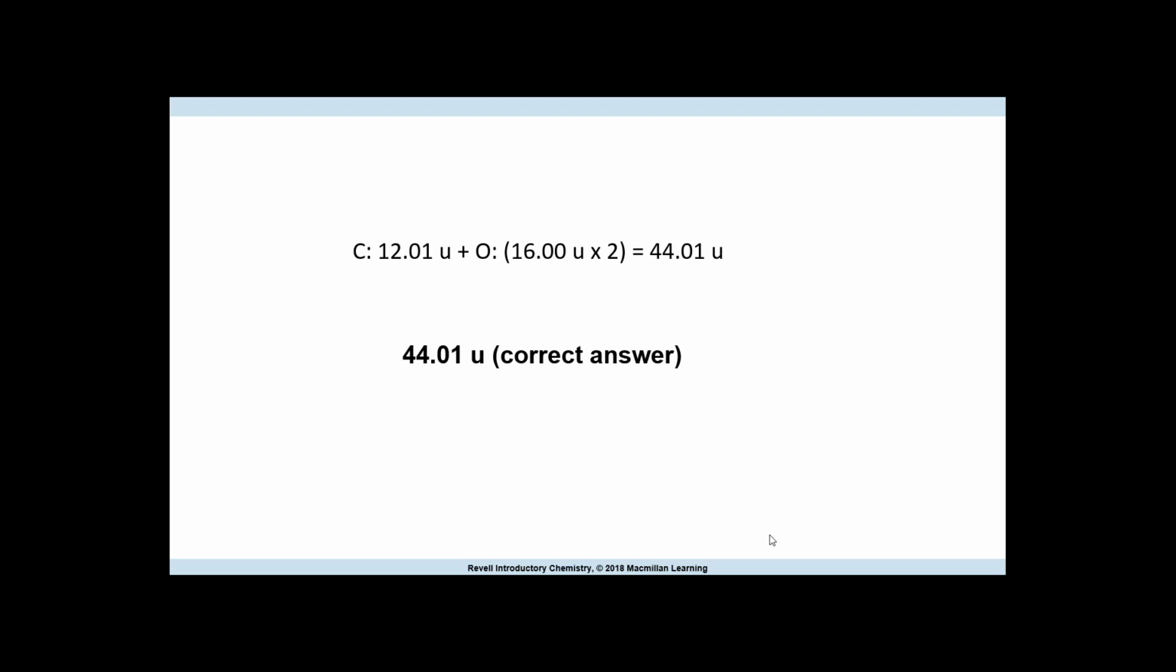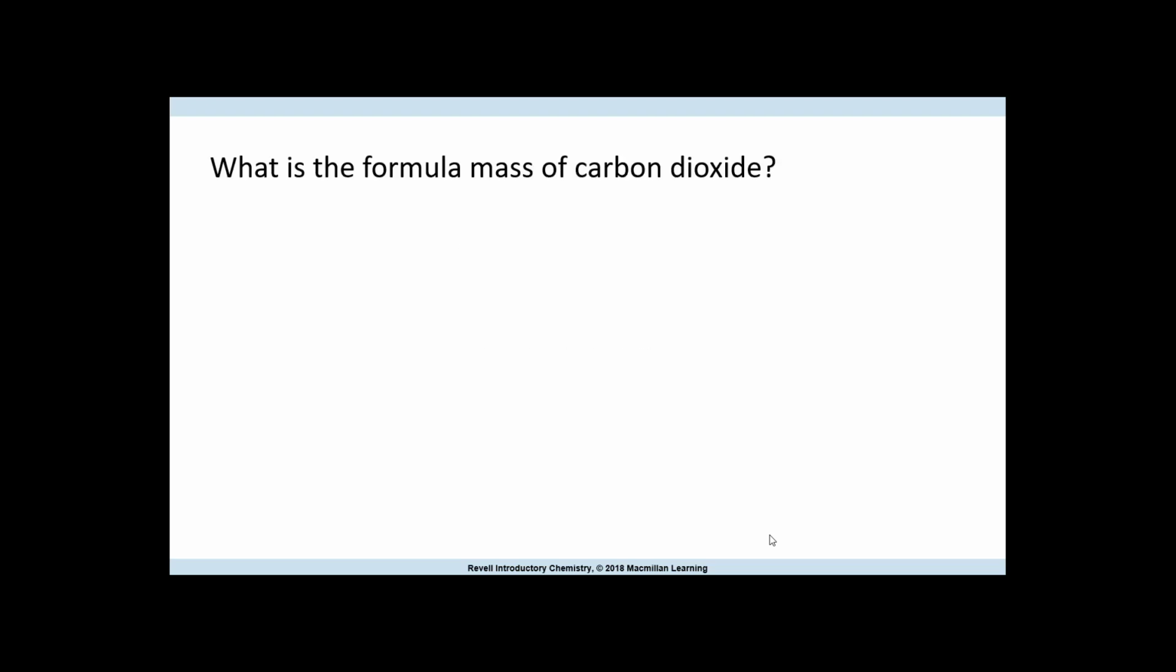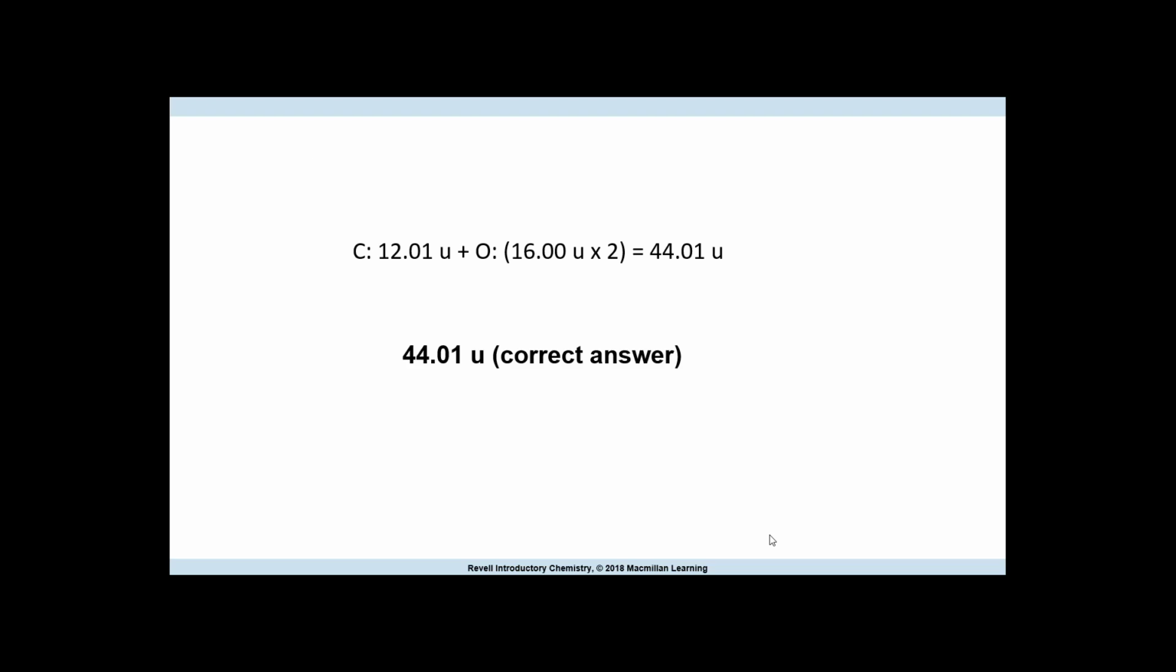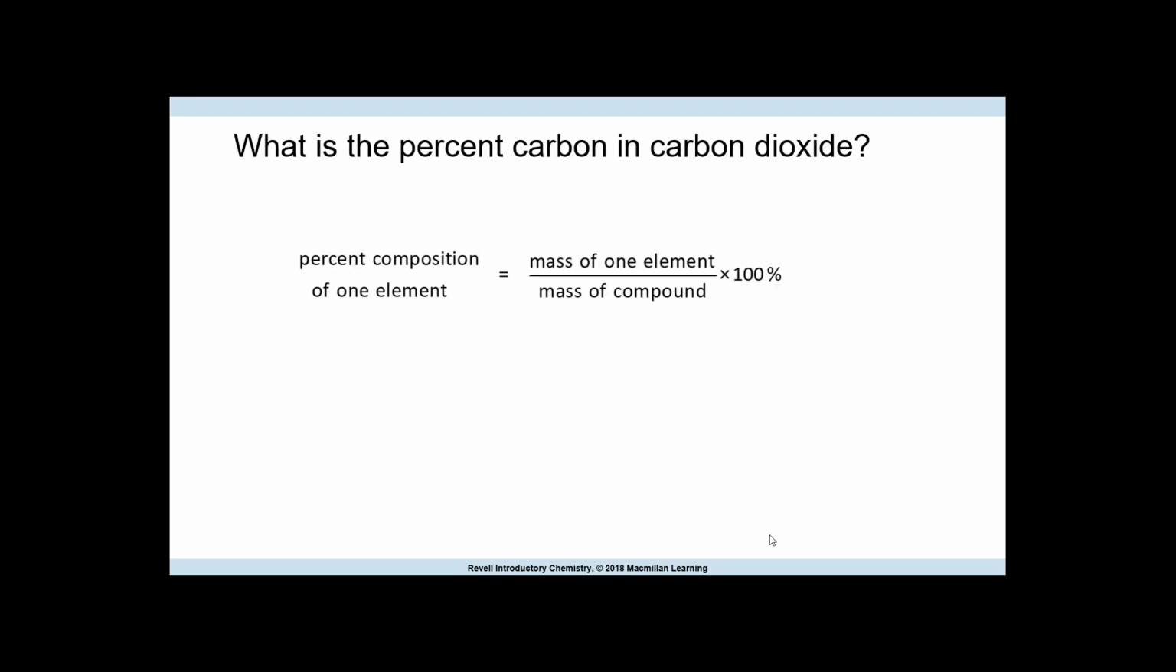Okay, so what is the formula mass? It took away the top. Okay, so let's look at it. What is the formula mass of carbon dioxide? That means that you have 1 carbon and you have 2 oxygens. So the answer to this is 44.01.